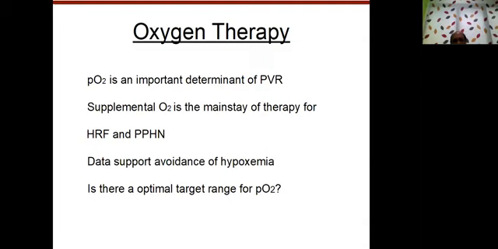Now, coming to oxygen therapy, a lot of studies have been done over the last 10 to 20 years. We all knew that oxygen was an important determinant of pulmonary vascular resistance falling. As oxygenation increased, the pulmonary vascular resistance used to fall. Then supplemental oxygen was the mainstay of therapy for a lot of patients with hypoxic respiratory failure and PPHN. But we also know that hypoxia is one of the main factors that can cause pulmonary vasoconstriction. Now the question is, what is the optimal PaO2 or what is the optimal saturation?